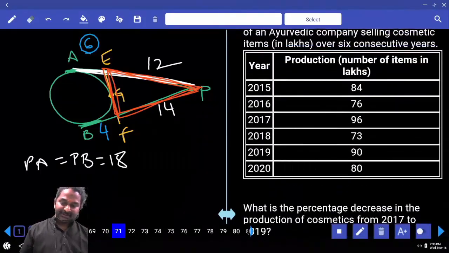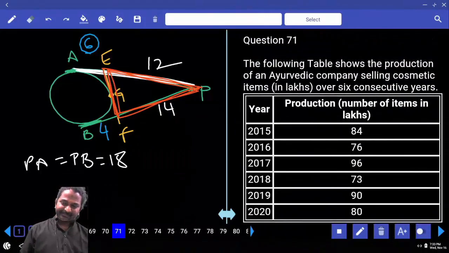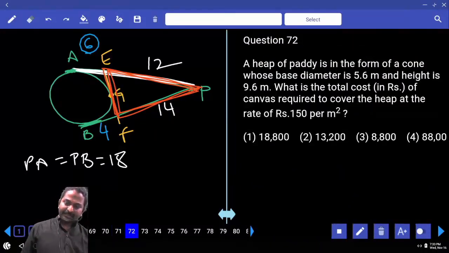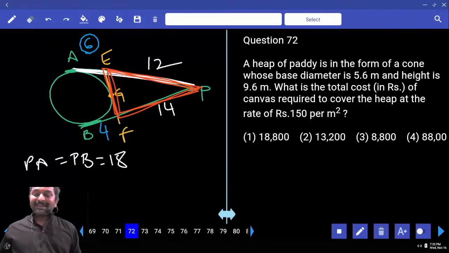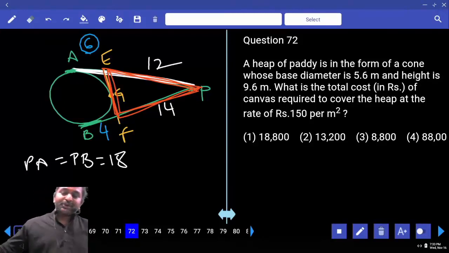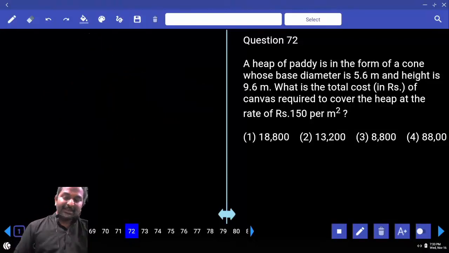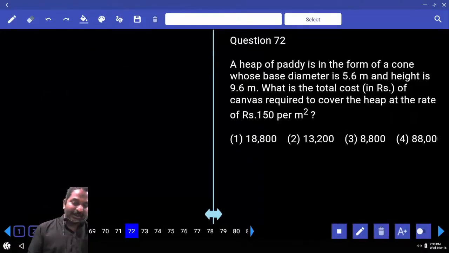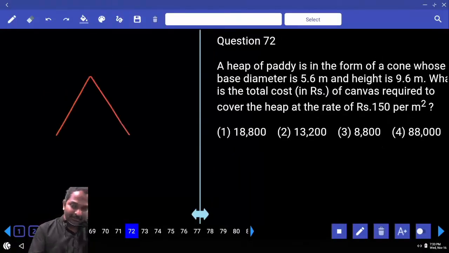Can you do this question? Come on. A heap of paddy is in the form of a cone whose base diameter is 5.6 and height is 9.6. What is the total cost of the canvas required to cover the heap at the rate of 150 per square meter? Okay, now it is in the form of a heap.